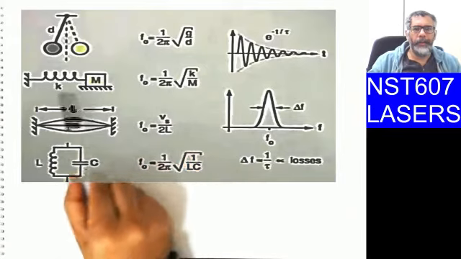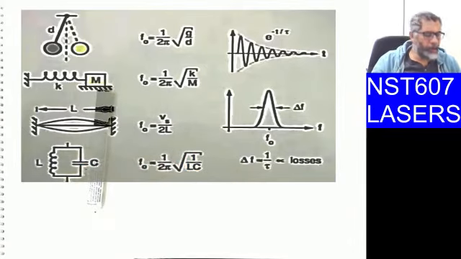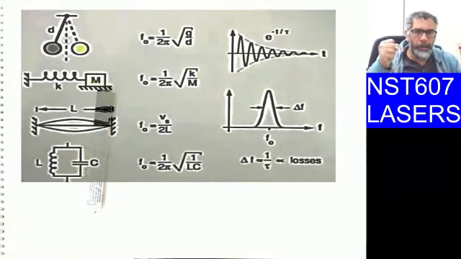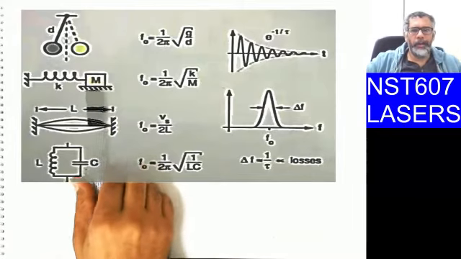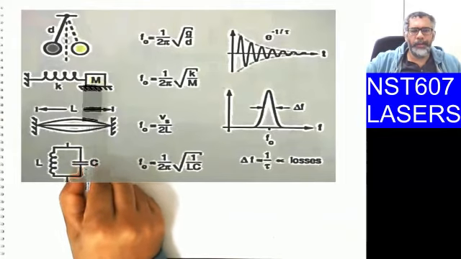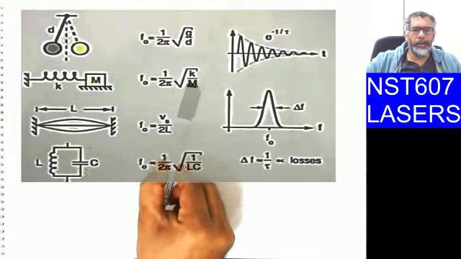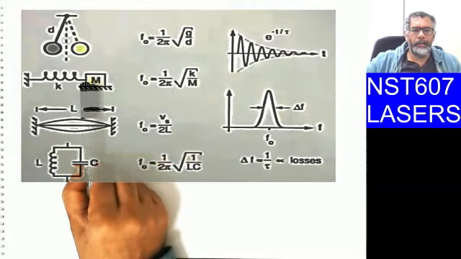Okay, but if you have a larger mass, it's going to be harder to move the mass quickly. That means it will have a negative effect on the frequency of the system. So the frequency depends inversely on the mass of the system.